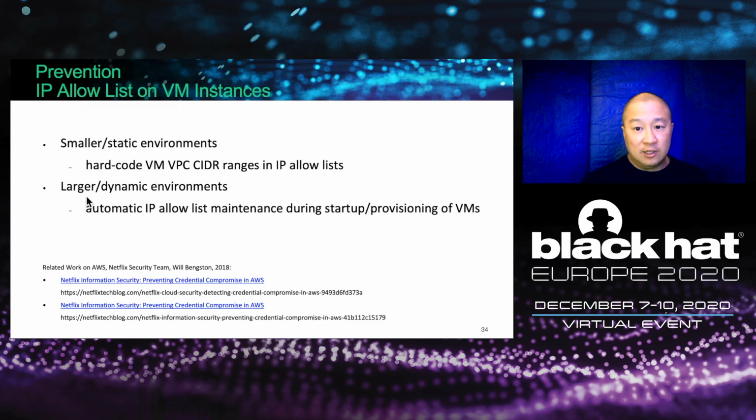It's more problematic if you have a larger number of VMs, a more dynamic environment with a lot of dynamic IPs. In that case, you may have to figure out how to automatically maintain the IP allow lists by hooking into the startup or provisioning process of VMs. That is overhead, that is work, but could very well be worth it to gain the benefit of the IP whitelisting. There's been some related work for AWS, not GCP, by the Netflix security team, and I encourage people to read that for good ideas that could be applied to GCP.